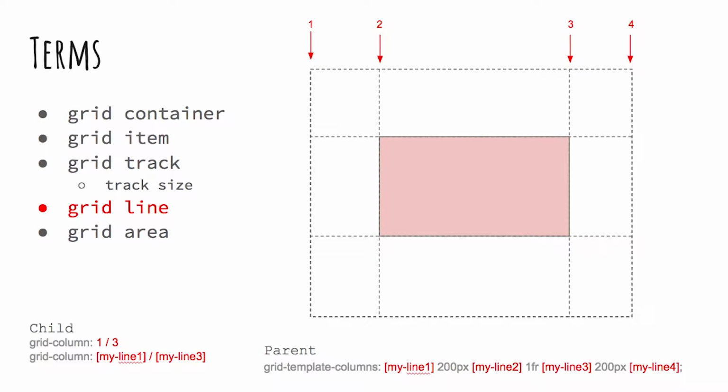You can also not name the lines. You don't have to name the lines at all, actually. And you don't have to name them in the child either. This is just for if you'd like certain children to specify their position in the grid through the lines, you can do it by referencing the line numbers or the line names.